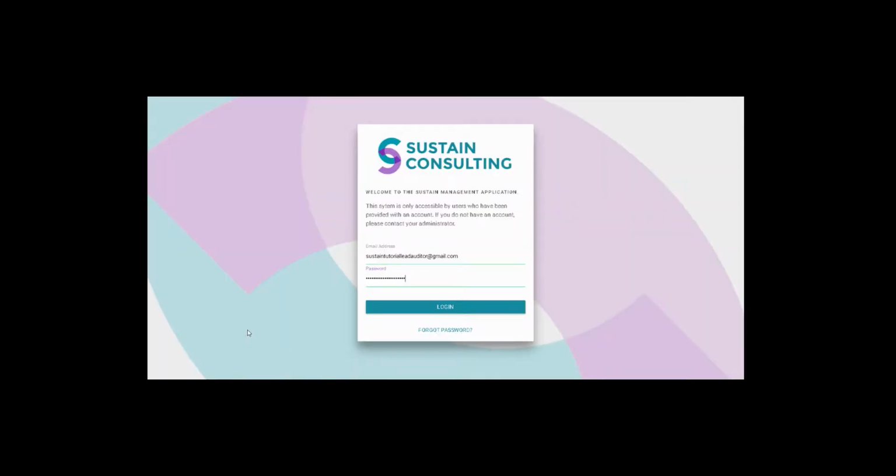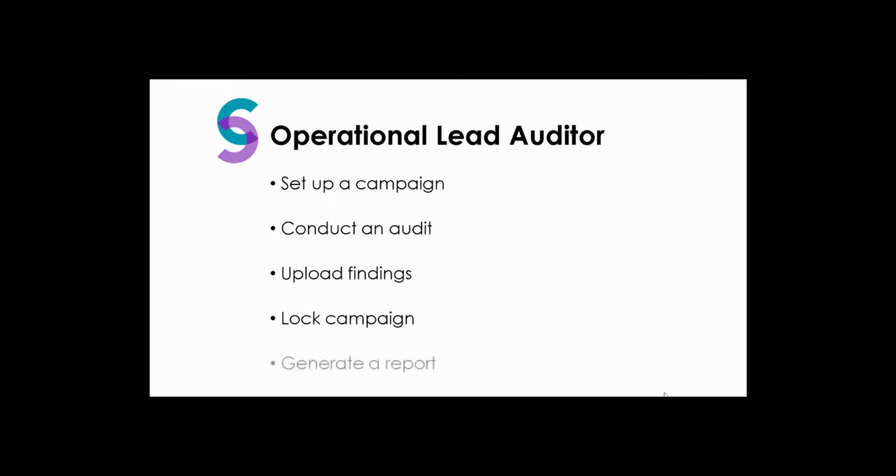Welcome to the SustainIAP Assurance Application tutorial explaining the Operational Level Lead Auditor workflow. You have been allocated the role of an Operational Lead Auditor. This enables you to conduct audits at your operation only. We will show you how to create new assurance campaigns, allocate auditors, allocate standards and disciplines to these auditors, conduct an audit, finalize or lock campaigns, and generate assurance reports.